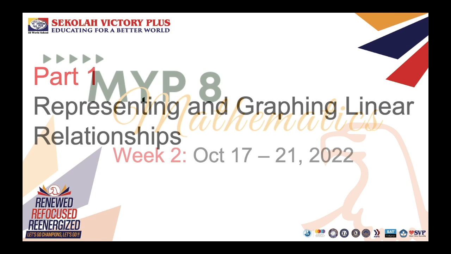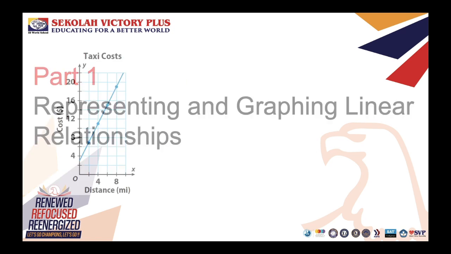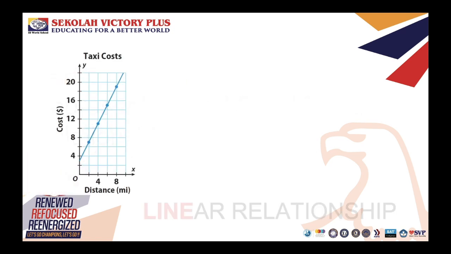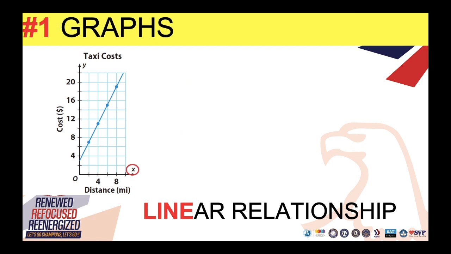All right, let's begin. For this entire week, we will be discussing representing and graphing linear relationships. Previously, you've learned already that a linear relationship can be represented by a line graph, just like what you see here in front. Now, in this line graph, we make use of the coordinate plane to create any graph, including your line graph. In the coordinate or Cartesian plane, we have the x-axis, and we also have the y-axis.